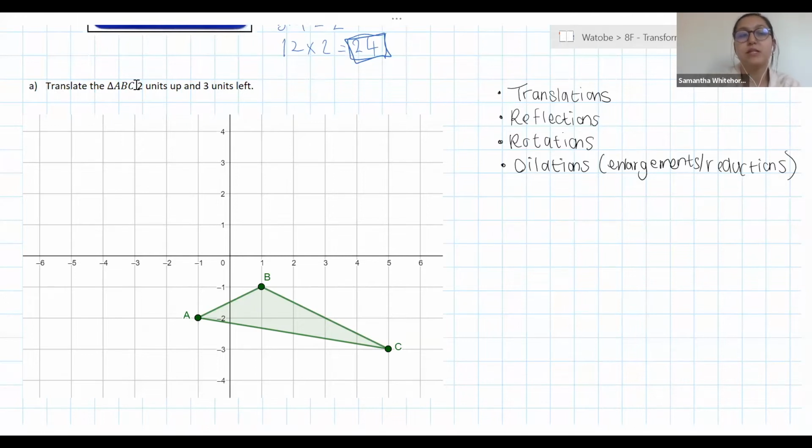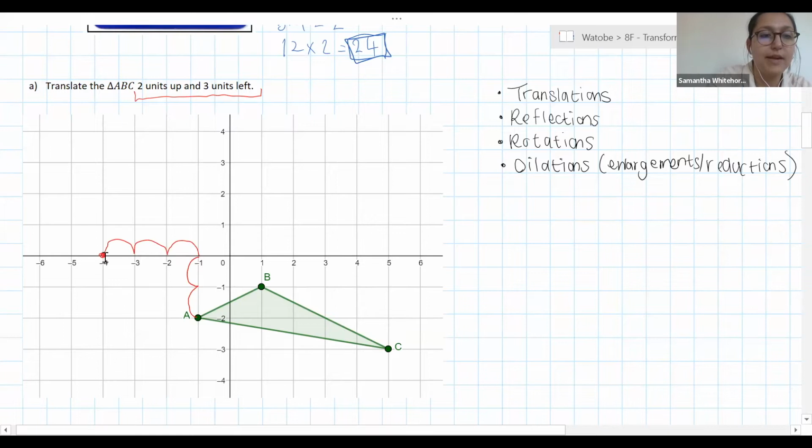So what this is essentially saying is that every single coordinate needs to undergo this transformation. So A, B, and C, all 3 of those need to be moved up, and they need to move left. So that's exactly what I'm going to do. Coordinate A, I'm going to move 2 units up, and then I'm going to move 3 units left. And where I end up is now my new coordinate A.